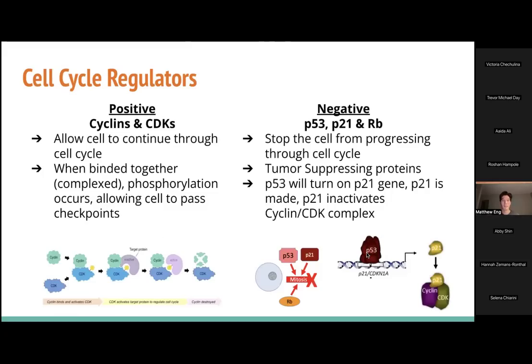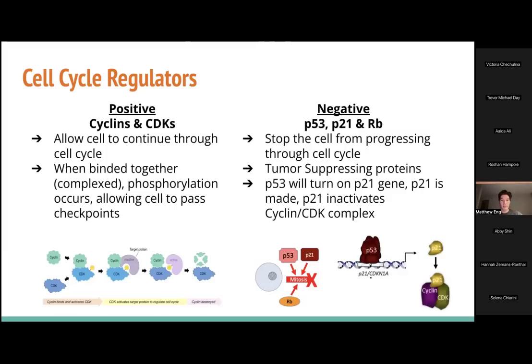Perfect. So at our checkpoints, we have these specific regulators that will either help progress a cell through those checkpoints, or stop it where it is until problems are fixed, or it'll undergo apoptosis. And so we can have these two different ones.